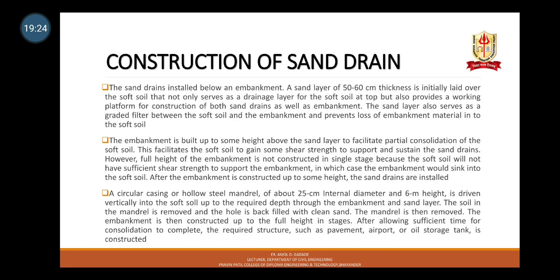The sand layer also serves as a graded filter between the soft soil and the embankment and prevents loss of embankment material into the soft soil. The embankment is built up to some height above the sand layers to facilitate partial consolidation of the soft soil. This facilitates the soft soil to gain some shear strength to support and sustain the sand drain.